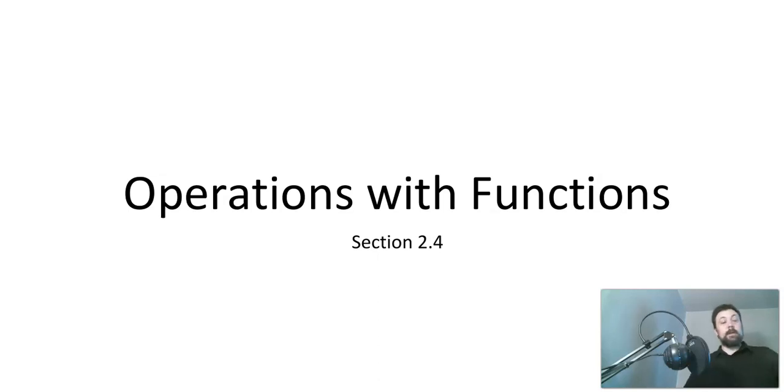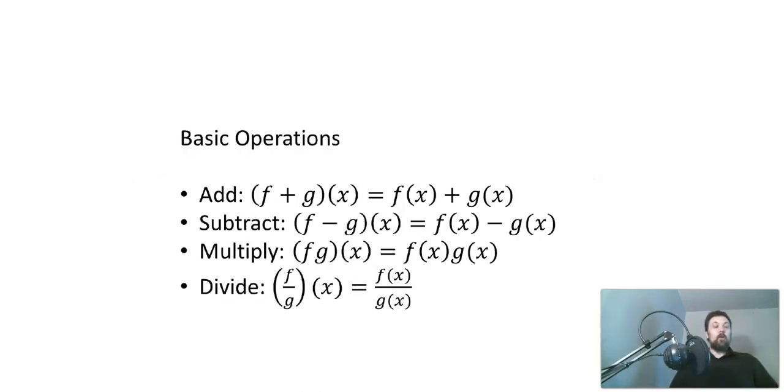In this video, we're going to take a look at section 2.4, which is on operations with functions. So what we're doing in this section is we're taking the concept of a function and considering them as a group of mathematical objects, much like numbers, right? So we think of numbers as a group of mathematical objects, like 1, 2, 3, 4, 5. And then we define operations on that group.